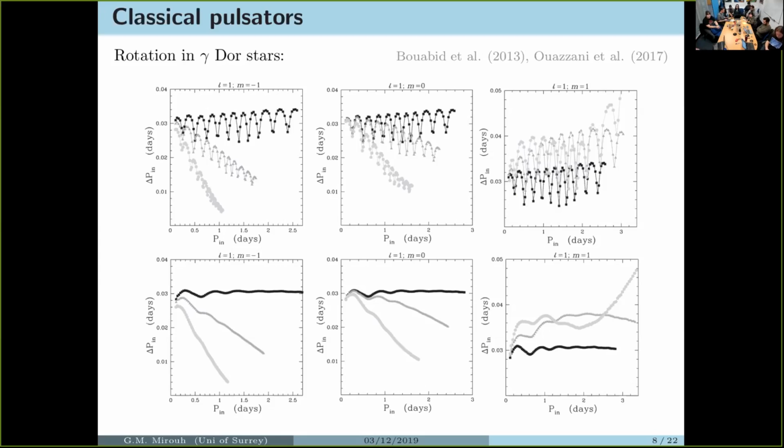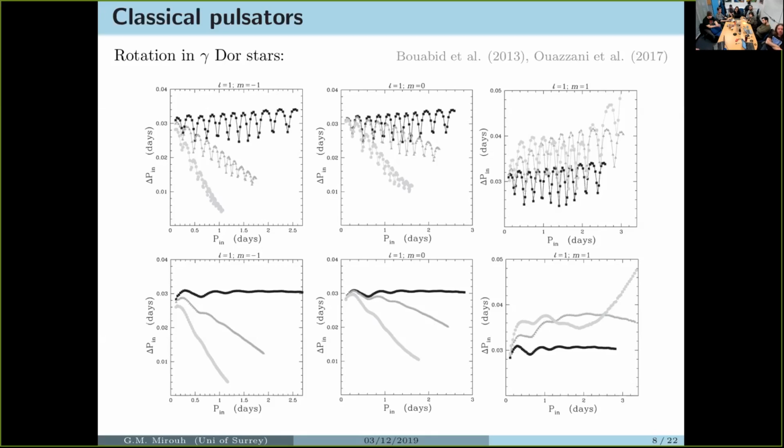The difference between the first, the second, and the third column is the azimuthal order m of the mode. The modes in the middle are zonal modes. They don't have any meridian nodal line. The ones on the left are retrograde. The ones on the right are prograde. And the difference between the top row and the bottom row is diffusion. In the top row, there is no diffusion in the model. In the bottom row, there is some.